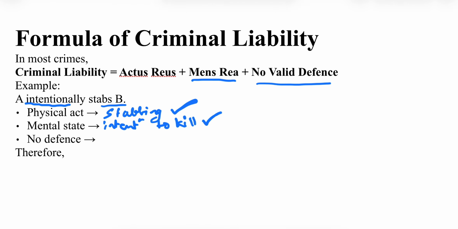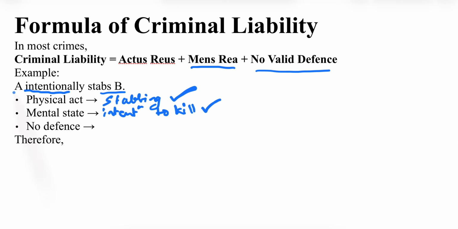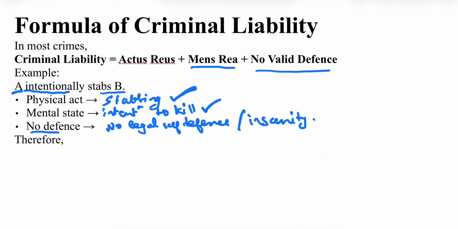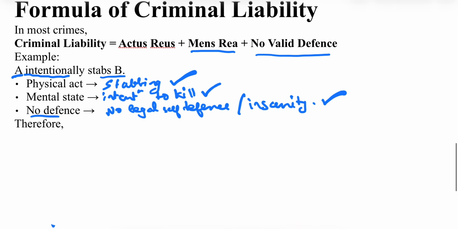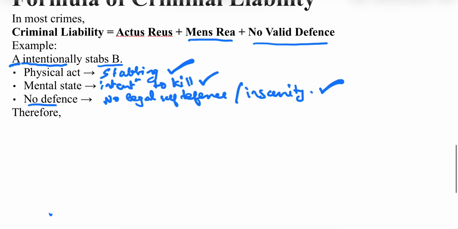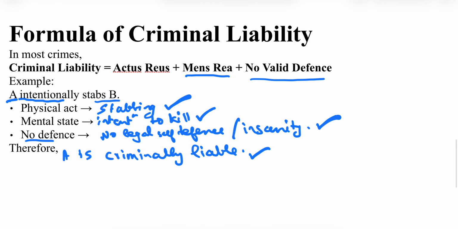And is there any defense available? Firstly, he intentionally stabs B, so there is no valid defense such as insanity. So, no legal defense. The third element is also satisfied. Now, therefore, who is criminally liable here? A. A is criminally liable. I hope everything is clear.